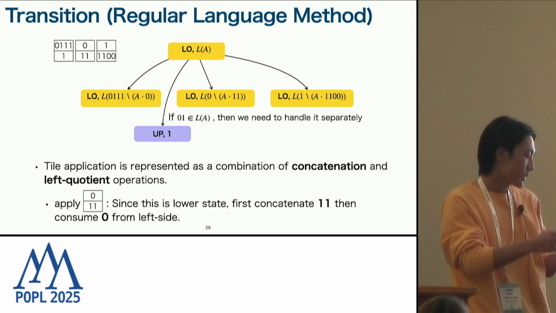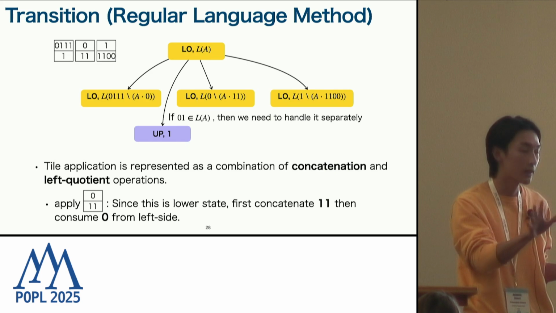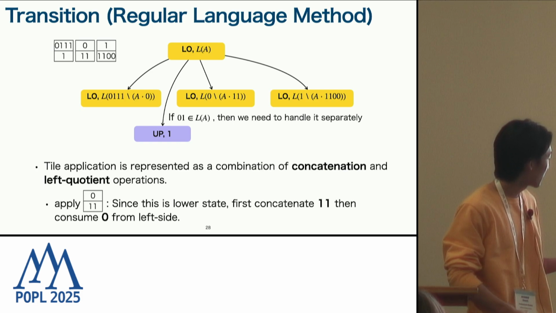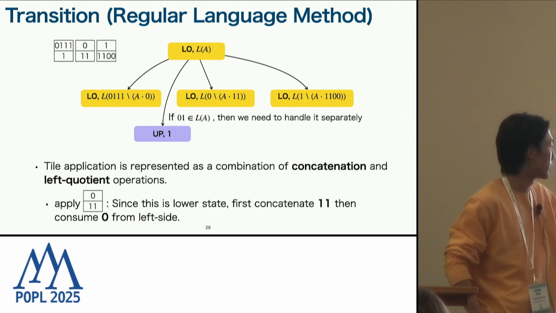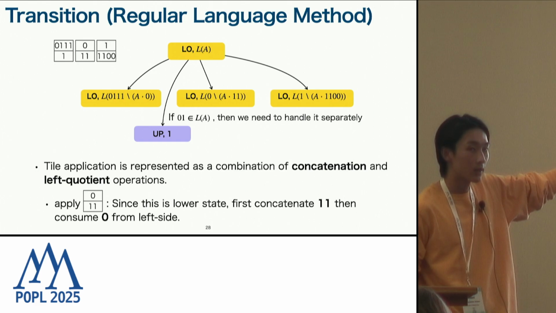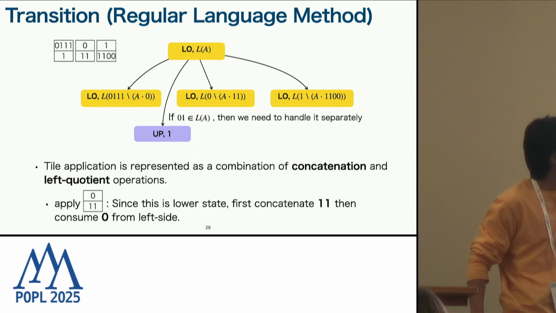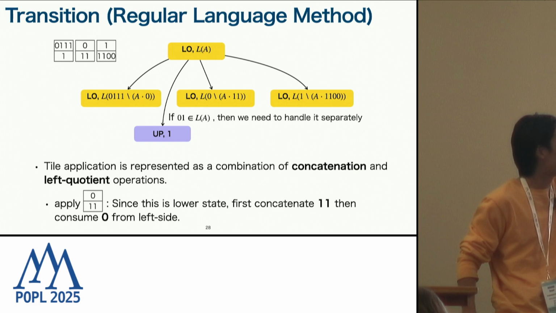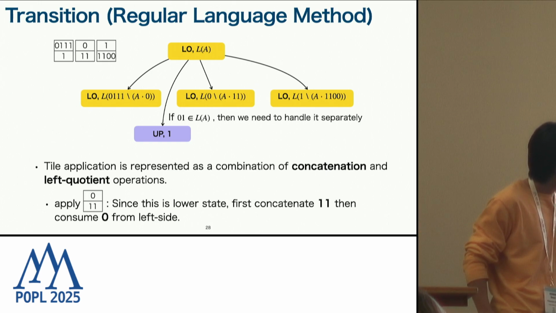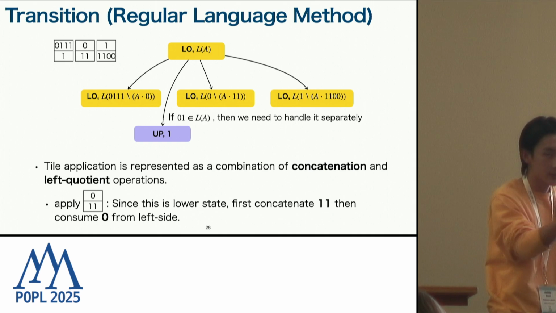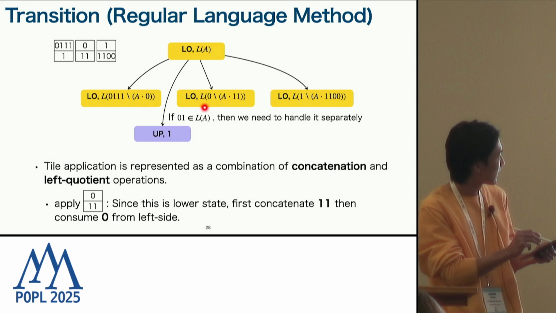To implement the transition operation on node automata, we can use a combination of concatenation and left quotient operation. For example, consider applying this tile to the root node. Since this is the lower state, we first concatenate the lower word 1, 1 to the language LA. And then we need to consume the upper word 0 from the left side. And we can express the language like this.